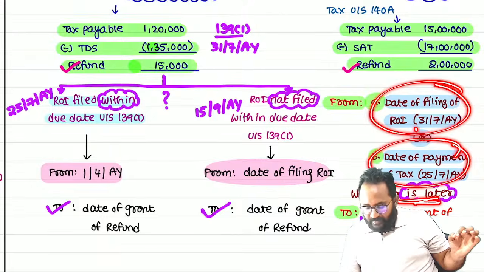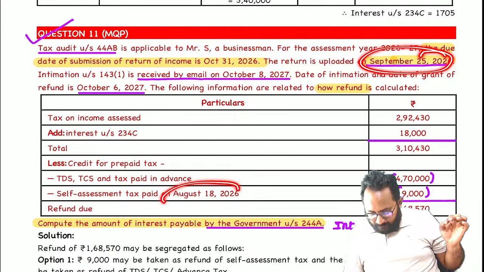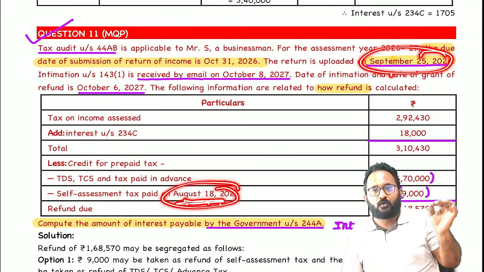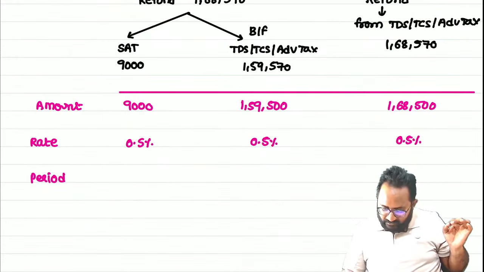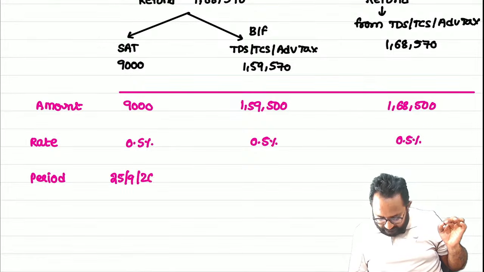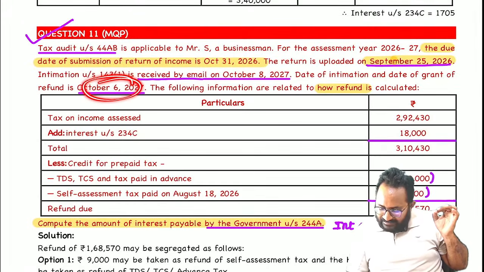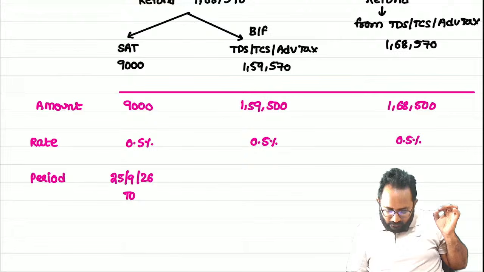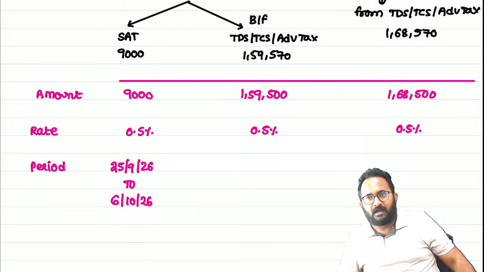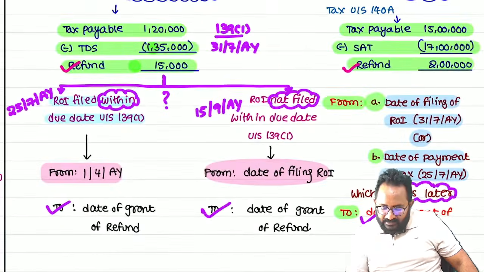What is the date of filing of return of income? 25th September. Here date of payment of self-assessed tax, August 18, whichever is later, 25/9/2026. 25/9/2026 to date of grant of refund. What is the grant date? 6th October, that is 6/10/2026. Understood, period.